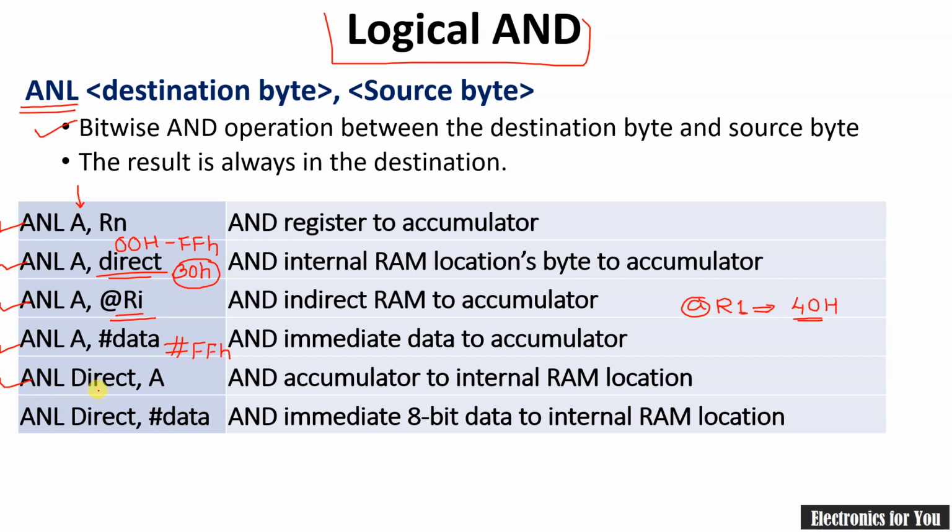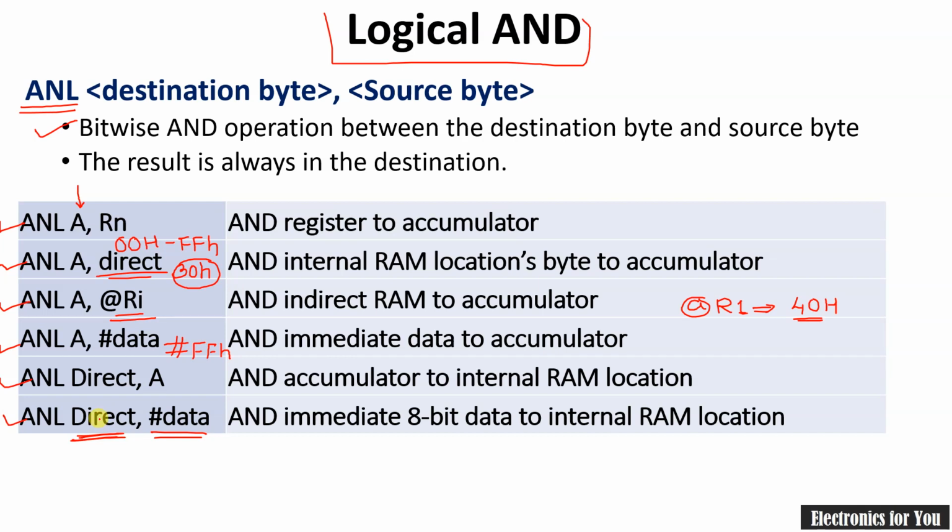In this instruction, the content of the direct internal memory location and the accumulator will be ANDed. The result will be stored in the indicated internal memory location. Here it may be any address between 00 to FFH. The last one is ANL direct, #data. Again, #data is indicating some 8-bit data, and direct is indicating the internal memory location. So the content of this memory location and this 8-bit data is logically ANDed, and the result is stored into this memory location.